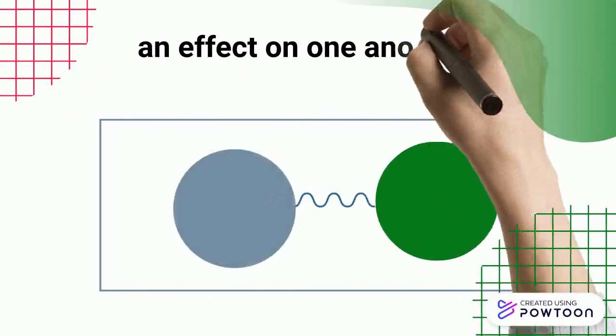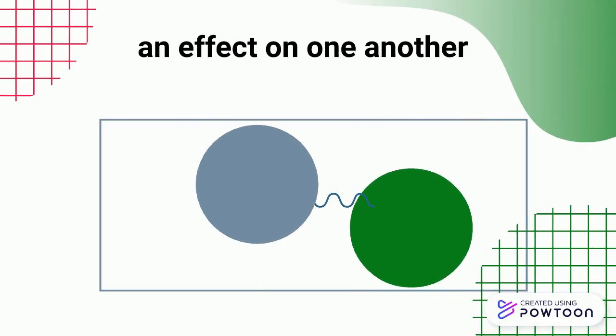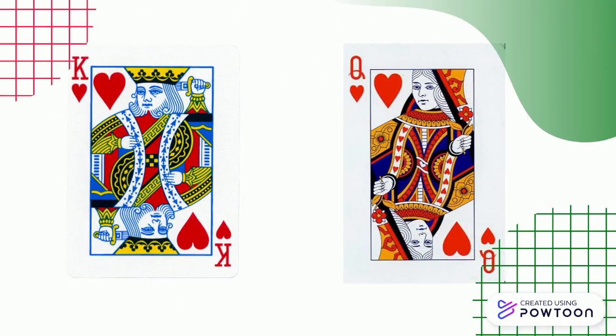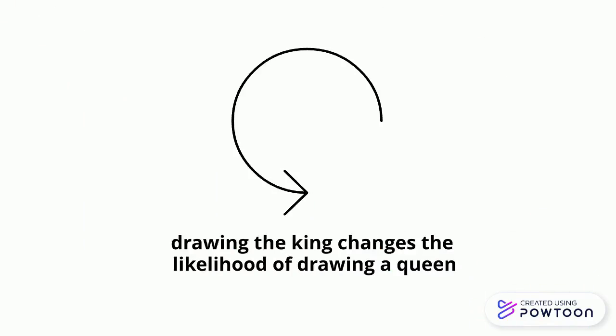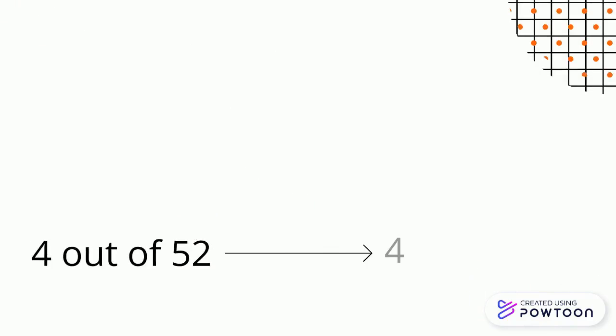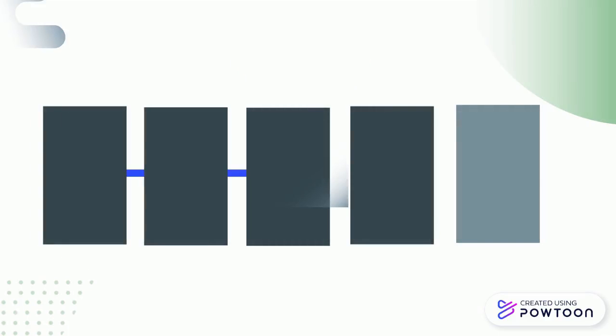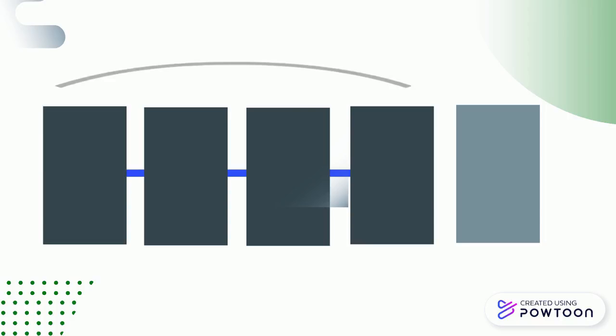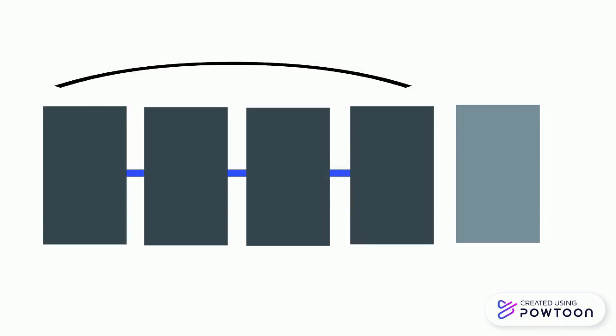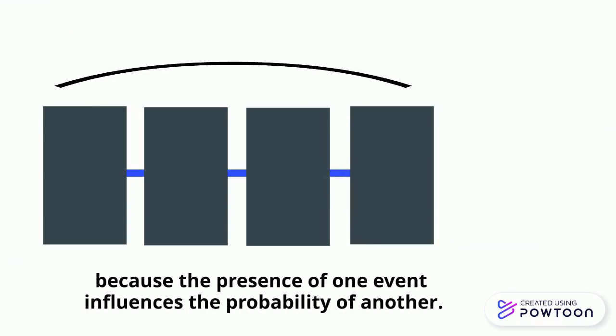Two events are dependent if they have an effect on one another, such as drawing a king then pulling a queen from the deck without returning the king. Drawing the king changes the likelihood of drawing a queen. The probability of drawing a queen changes from 4 out of 52 to 4 out of 51 without the king in the deck. Because there is one fewer card in the deck, taking one card out changes the likelihood of another event. These are dependent events because the occurrence of one event influences the probability of another.